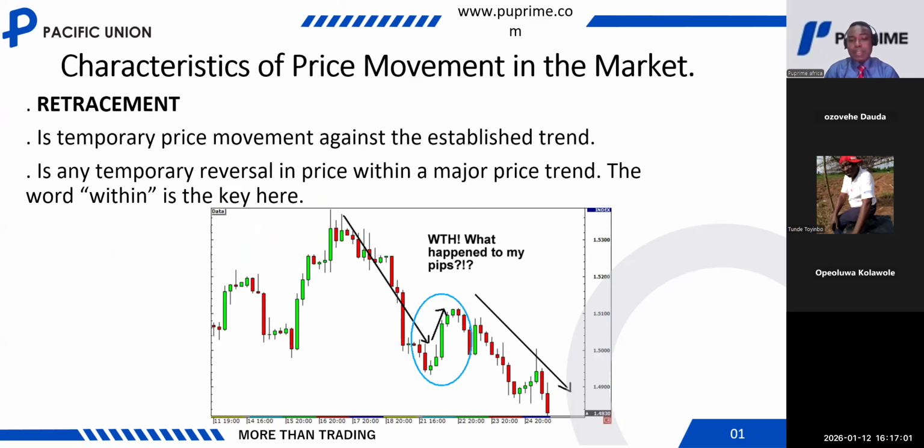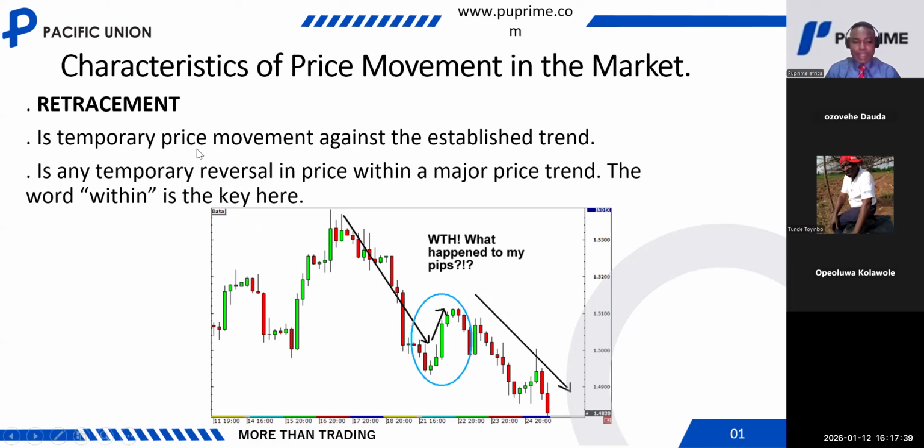Next, we want to look at the next characteristic of price, which is called retracement. Now, we say that retracement is a temporary price movement against the established trend. We said in trend, we're looking at direction, where price goes in a particular direction over a period of time. And we say that retracement is a temporary price movement against the established trend. We can also say that it's any temporary reversal in price within a major price trend.